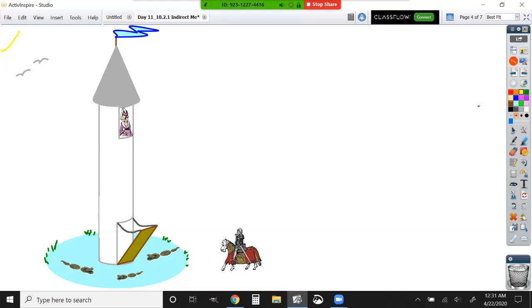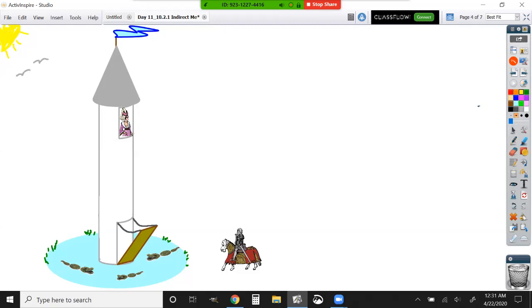Maybe the sun's going to be over here, because you've got to have some sunlight, right? All right, so here's my picture. And I know that this prince is going to be using a rope. He wants to shoot the rope up to the window and tie it down here so that the princess can slide down the rope.